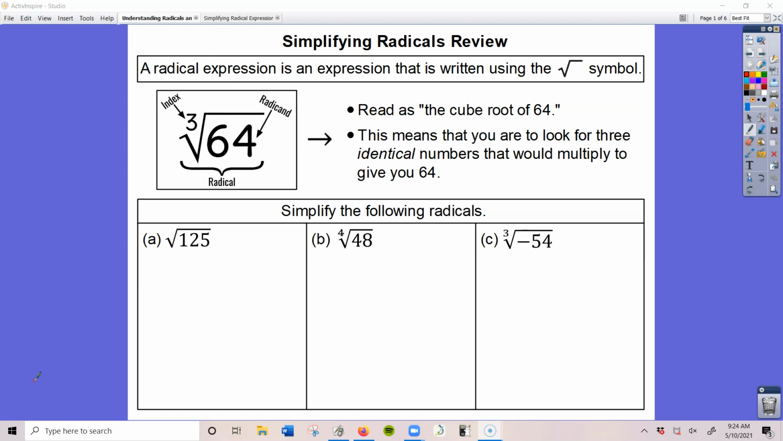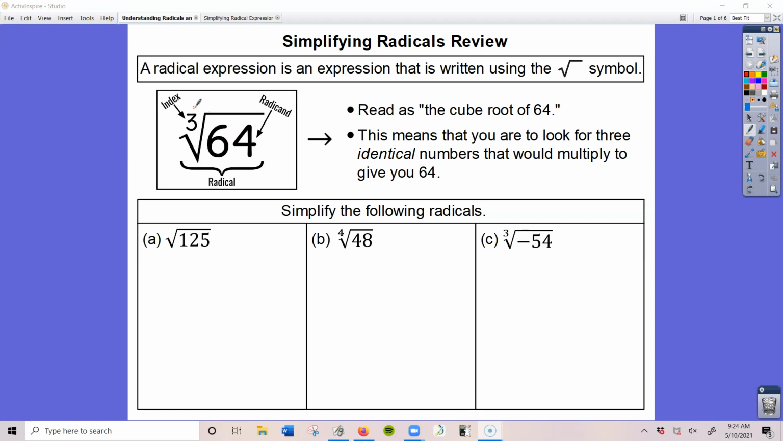Hey guys, today we're going to learn how to simplify and understand radical expressions. Now what we see here is considered a radical expression because it uses the radical symbol. Now there are a couple things to know about your radicals. First of all, what's inside of the radical is called the radicand. And it's basically whatever number is inside of the radical.